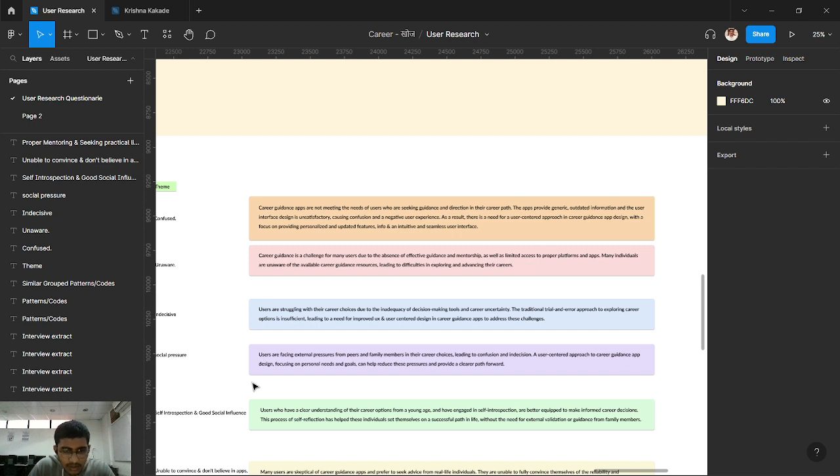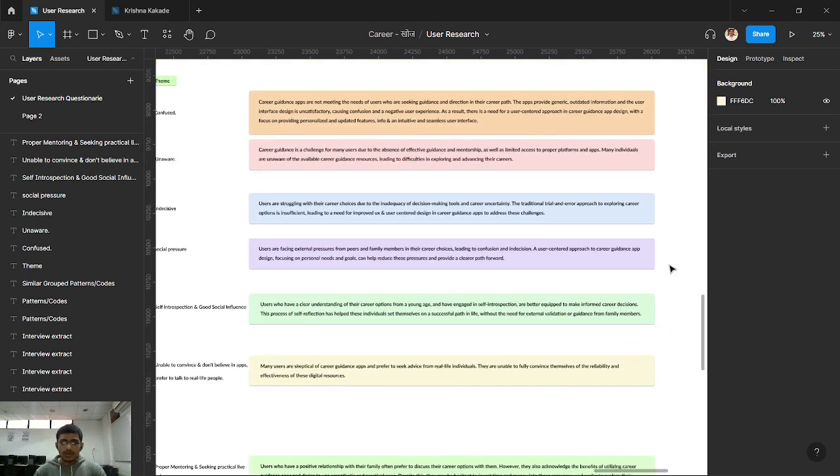But later on, social pressure: family members also force children, saying do this, if you do this then your career will be better, and things like that. So we can use a user-centered approach to design applications related to that. So that's describing the theme, what I'm doing right now. Then self introspection and good social influence.